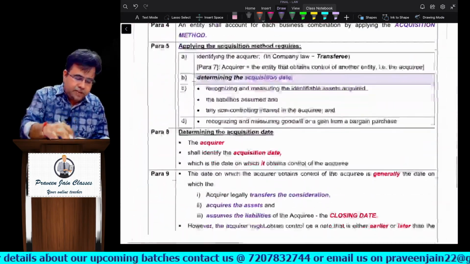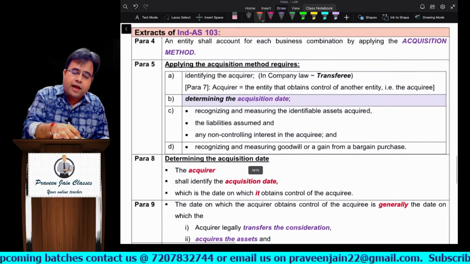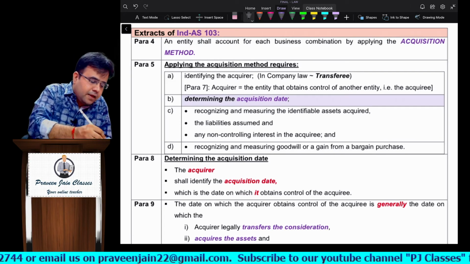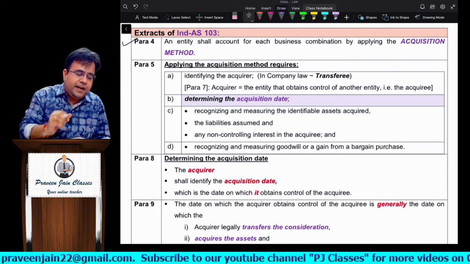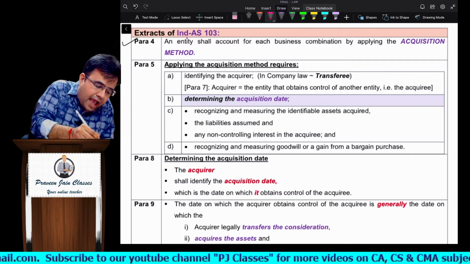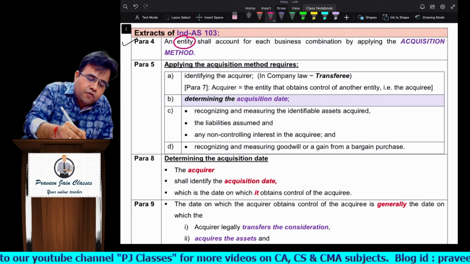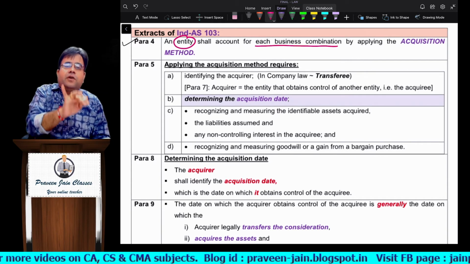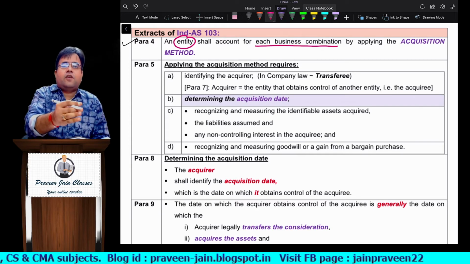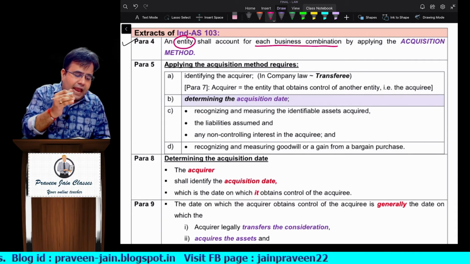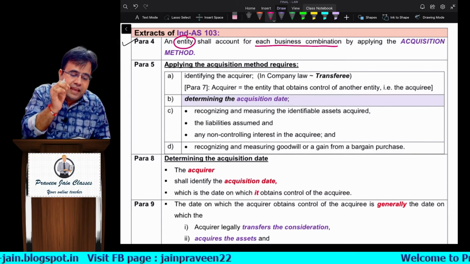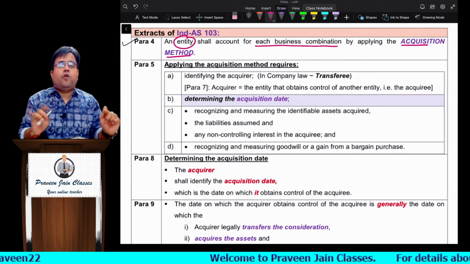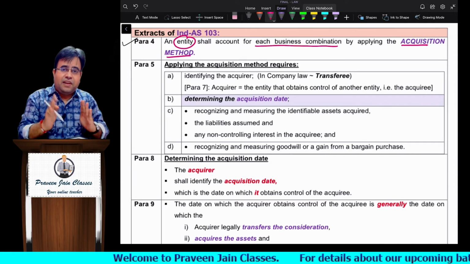Okay, now so what I will do, sir, some snaps of Ind AS 103 also I have included it here, sir. So just first a rough reading let's have, sir. Paragraph number 4 of Ind AS 103, what does it say, sir? An entity shall account for each business combination. Now what do you mean by business combination, sir? What we are calling as merger amalgamation reconstruction, there they are calling as business combination. So an entity shall account for each business combination by applying, so there is one method, acquisition method, you have to follow for doing accounting for whenever the combination has happened.